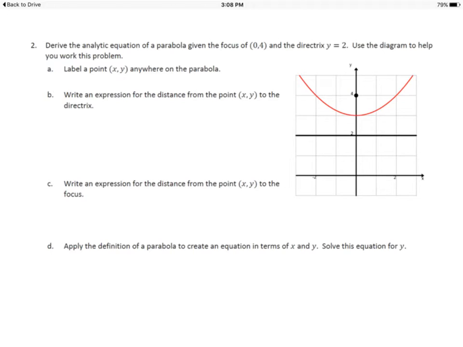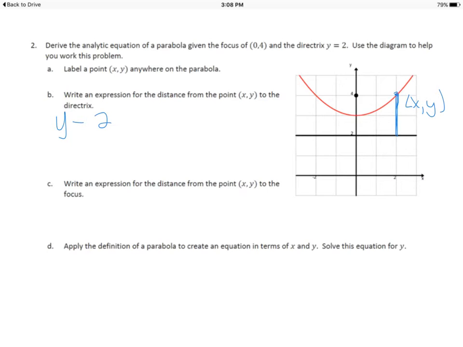So given the focus point (0, 4) here and the directrix y equals 2, they ask us to label any point x, y. So I'm going to label this point up here as x, y. Then the distance from that point to the directrix is just going to be y minus 2. Notice that the distance here is really just the whole distance from 0 up to y, subtracting the 2.